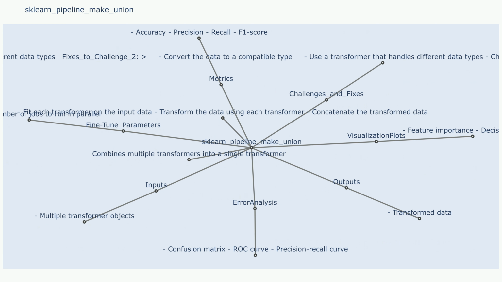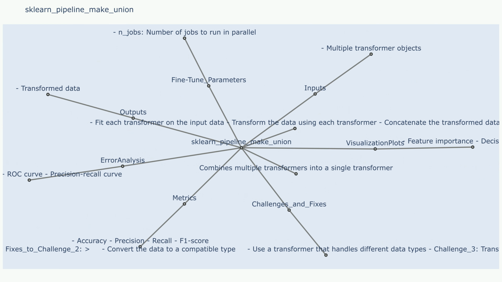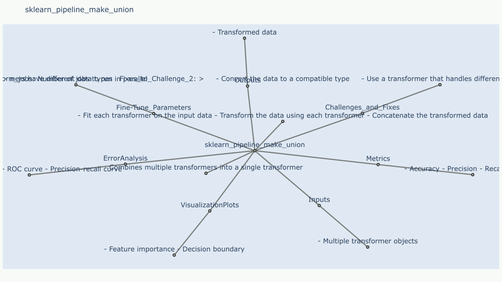Each transformer object should implement the fit and transform methods, allowing for data modification before being passed to subsequent steps in the pipeline. Input 2. Optional. A list of names for each of the transformers. This is useful for keeping track of the different transformations being applied. Outputs. Output 1. A new transformer object, representing the union of the provided transformers. This composite transformer will apply all the individual transformers in sequence during the fit and transform methods.